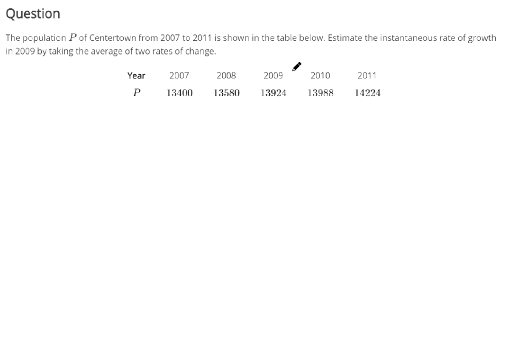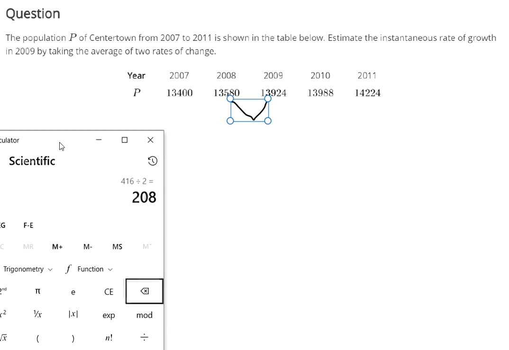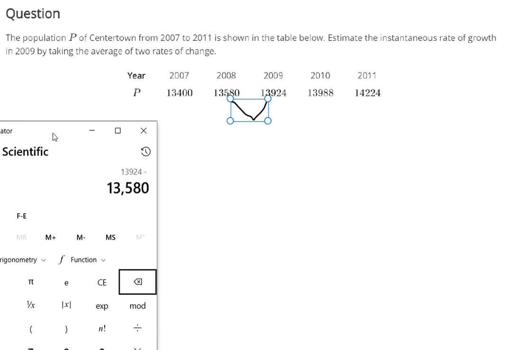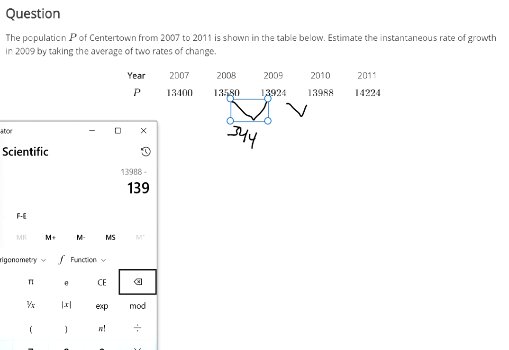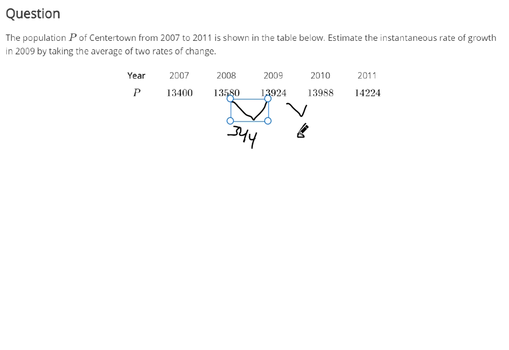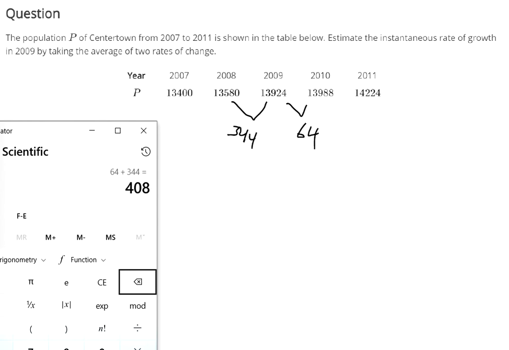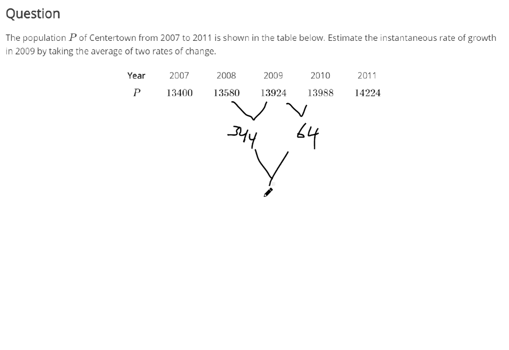So we have data this time. We're asked to estimate the instantaneous slope by taking the average of two rates of change. We can't get the instantaneous slope, but we could estimate it. The rate of change between these two values is 344. It went up by 344. And then the rate of change between these two values is 64. That's one to the left of 2009 and one to the right of 2009. If we add those together and divide by 2, then we get an estimate for the average rate of change. Our estimate is 204, using the data points directly to the left and to the right of 2009.